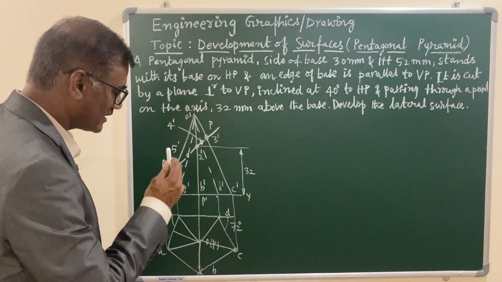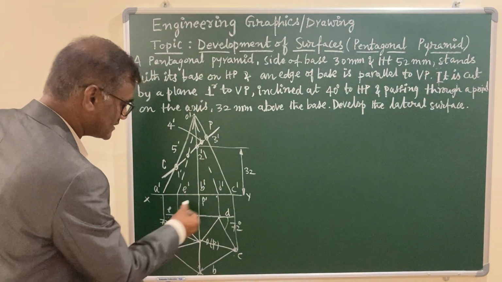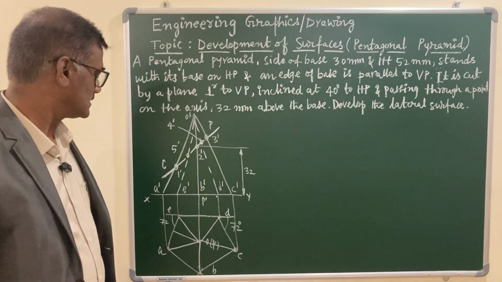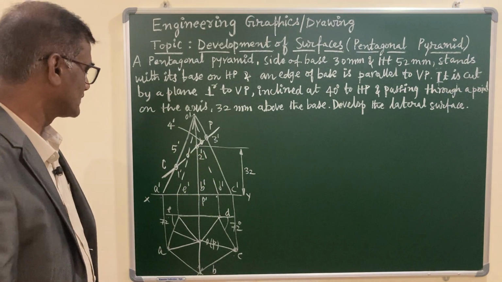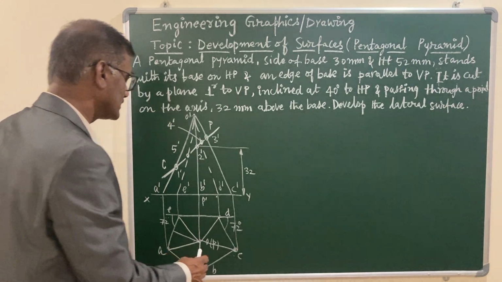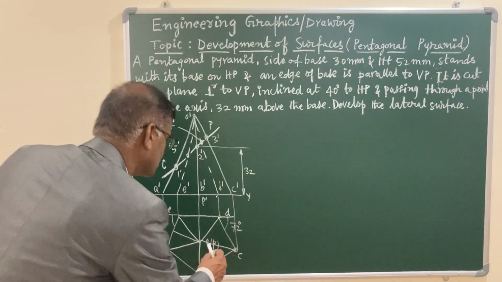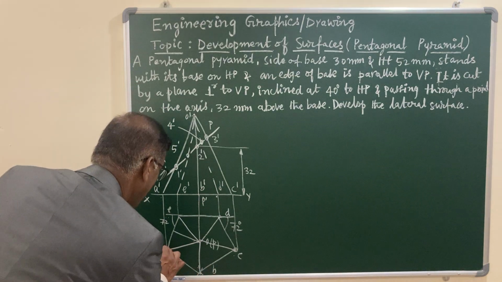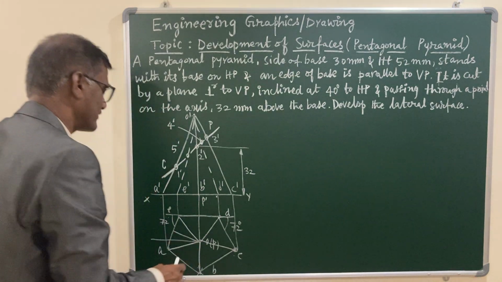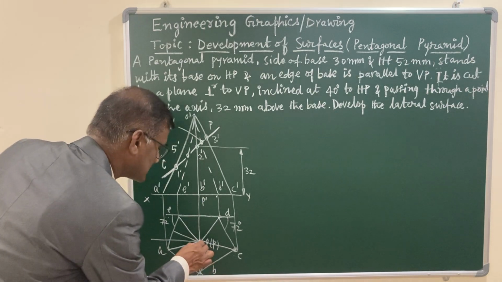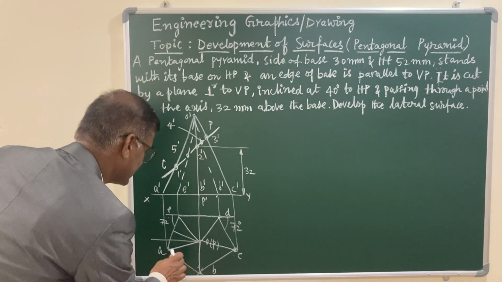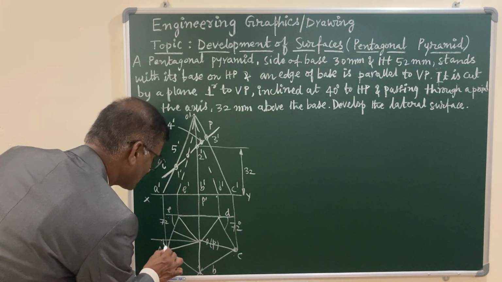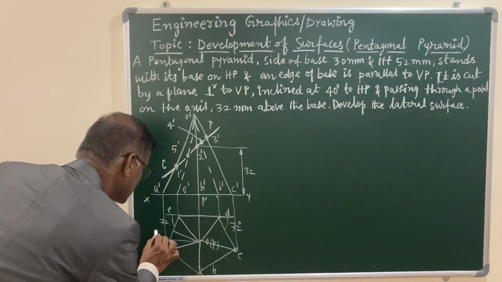And observe carefully, none of the slant edges is parallel to XY. So all these slant edges are not true lengths. So you have to calculate the true length of the slant edge. For that purpose, any one of the slant edges you can make parallel to the XY reference line, with O as center and OA as radius. Draw a circular arc and make it parallel to your XY reference line. I am calling this A1.